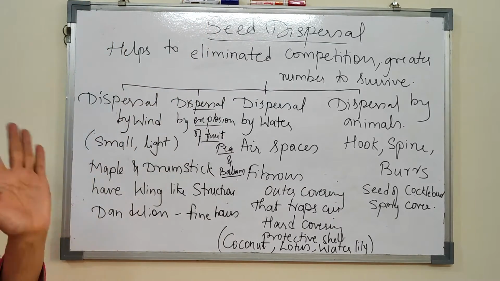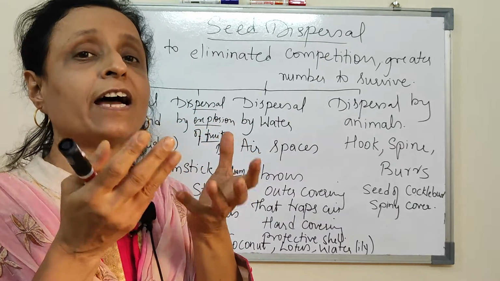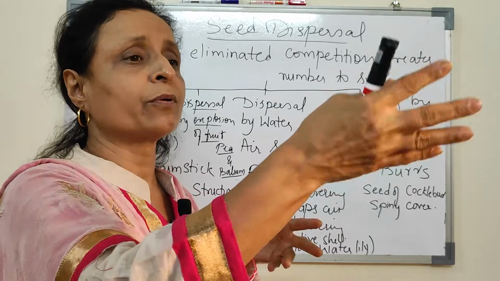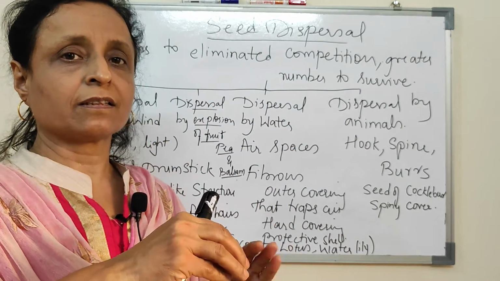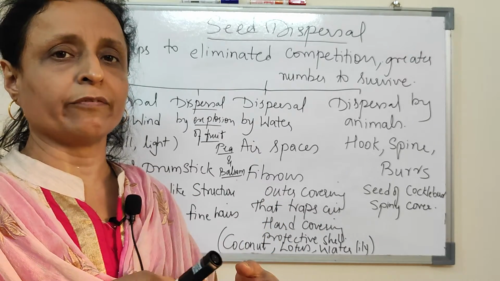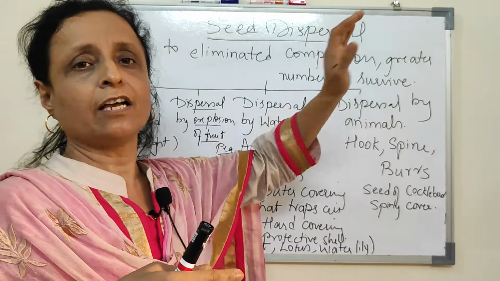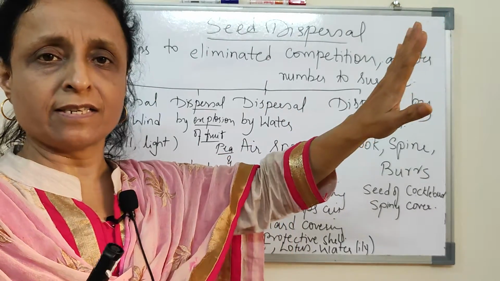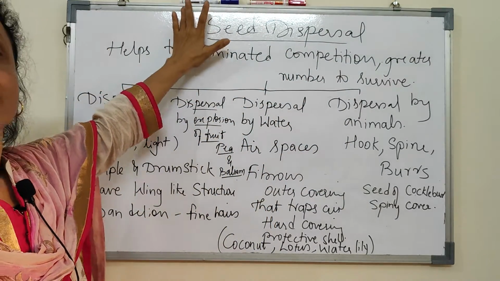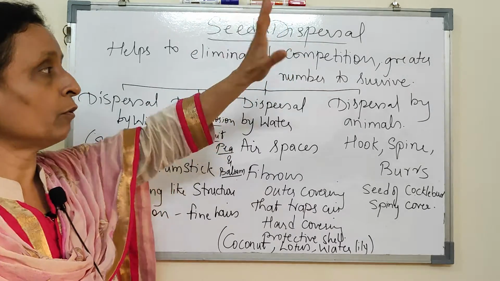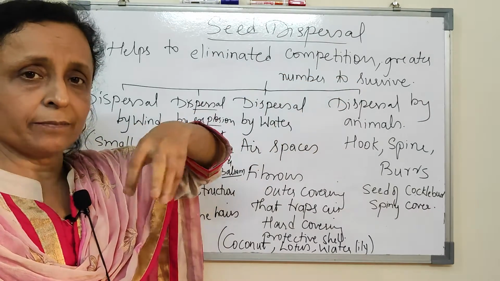Seed dispersal. Now after the seed has been formed, it is going to germinate, but before that it is a dry seed which has to be distributed to places, because if all the seeds fall at the same place, then there will be competition and the survival of the plants will be very few. So to eliminate the competition, it has to be dispersed, it has to go to places so that more and more plants will be produced. So it is very important that the seed is dispersed properly. Seed dispersal helps to eliminate competition among themselves.